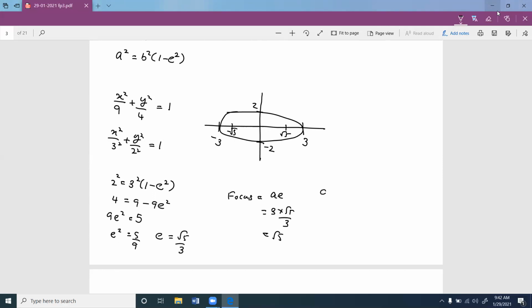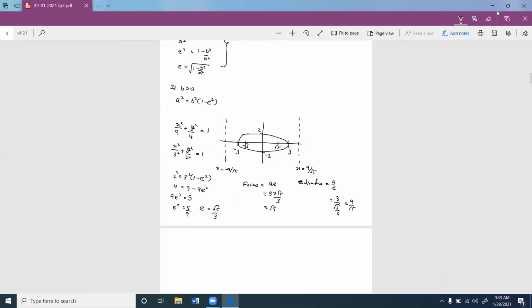Then directrix. Directrix is equal to a over e. a is, according to this one, 3. e is root 5 over 3. It is equal to 9 over root 5. Then we can write the directrix x equals 9 over root 5, and over here x equals minus 9 over root 5. That's a way of getting these values. Okay, hope you can understand how it comes.